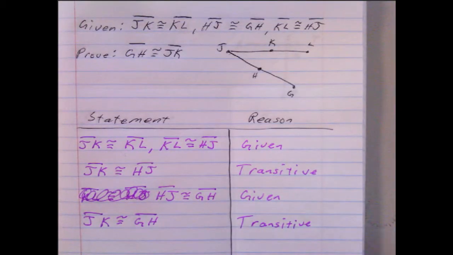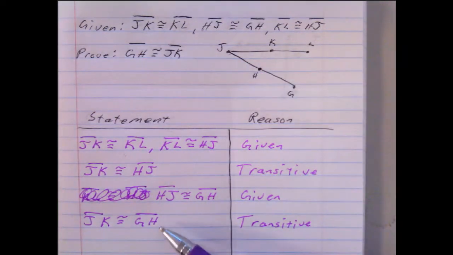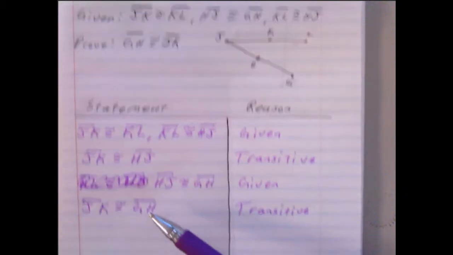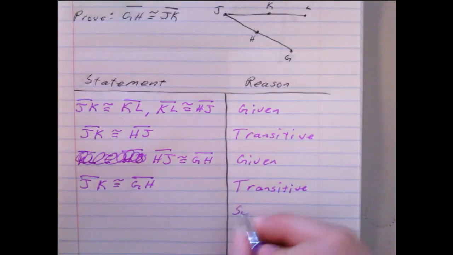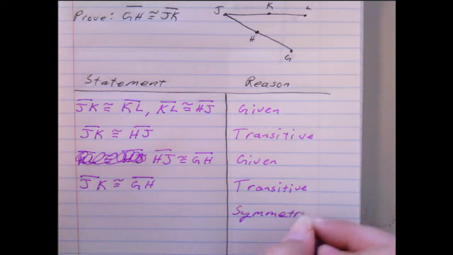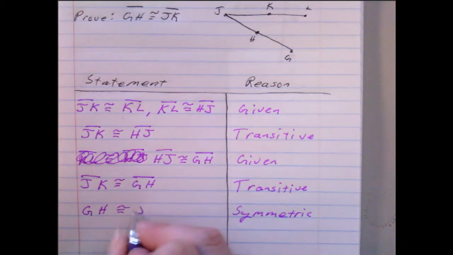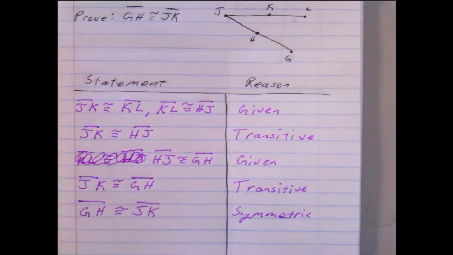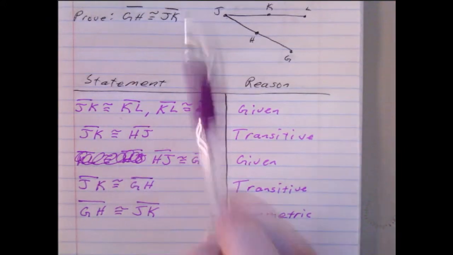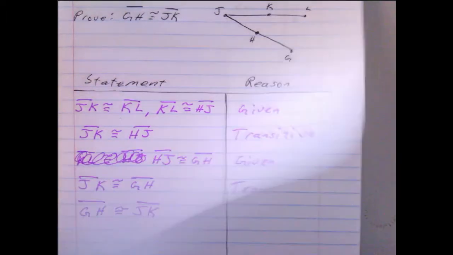Alright, and then the last piece here, they want it written with GH first and JK second. I have it the other way. So now I'm going to be using that symmetric property to be able to flip them. I want GH congruent to JK, and that is symmetric. I flipped those positions. And now I have it written the way that they want it. I have the congruency symbol like they want, and so I'm done. Alright, one more here.